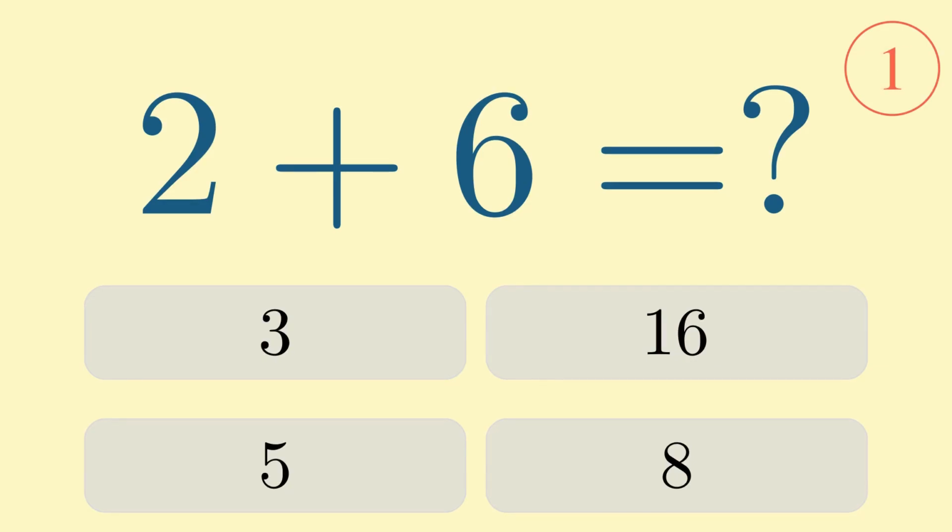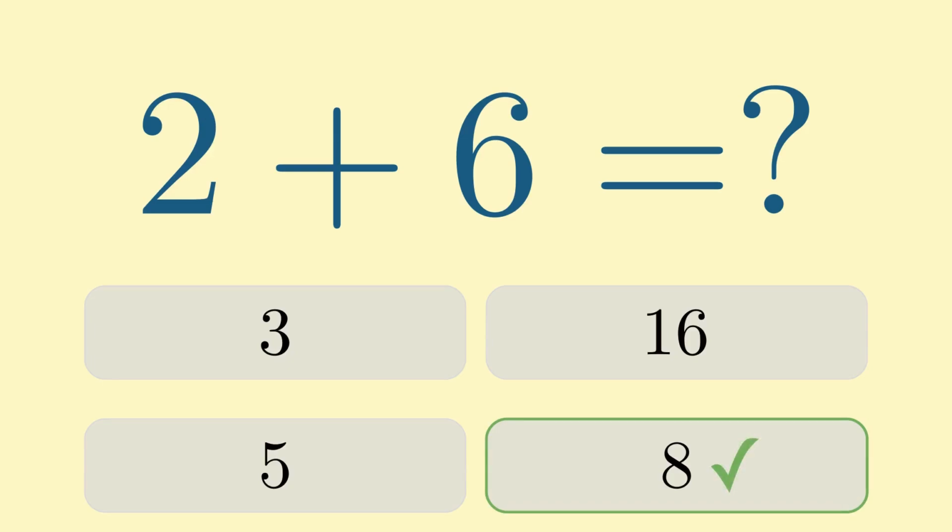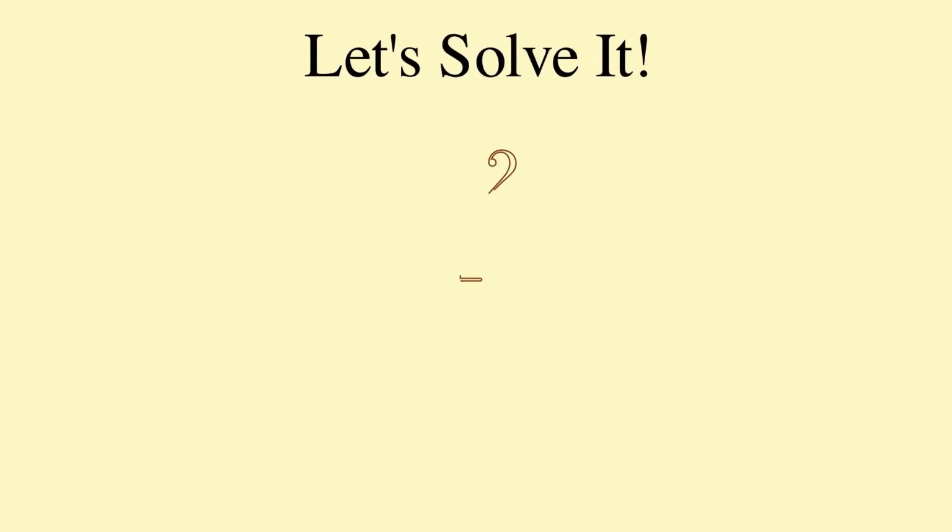Time's up. The correct answer is 8. Now, let's see how we got this answer. When adding 2 and 6, we align them in column format. 2 plus 6 equals 8.